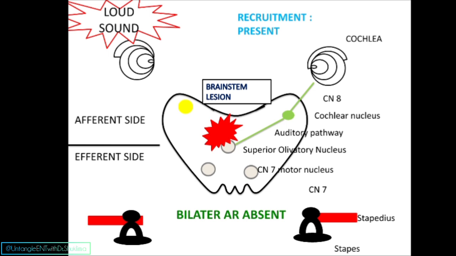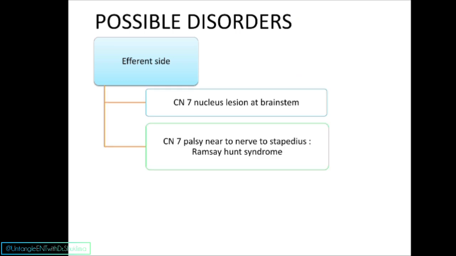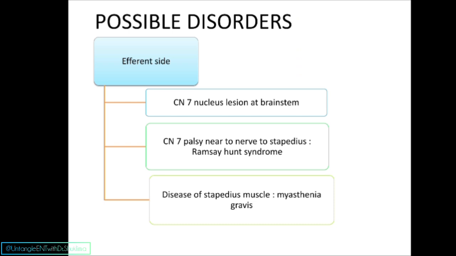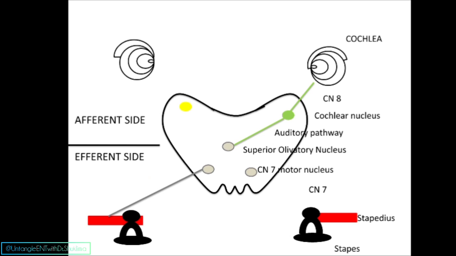Now let's see what are the possible disorders in the efferent side. There can be a cranial nerve 7 nucleus lesion at the brainstem, cranial nerve 7 palsy near the nerve to stapedius, or we can see it in Ramsay-Hunt syndrome. There can be disease of the stapedius muscle as in myasthenia gravis, or there can be some middle ear lesions on the ipsilateral side such as otosclerosis, ossicular discontinuity, or atelectasis. Now let's see this through the image.